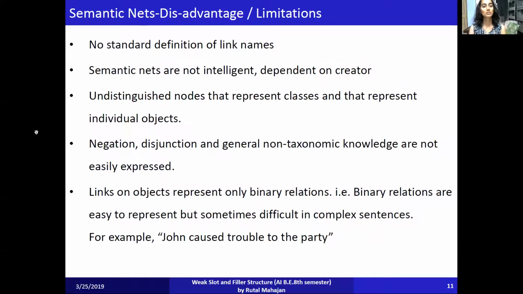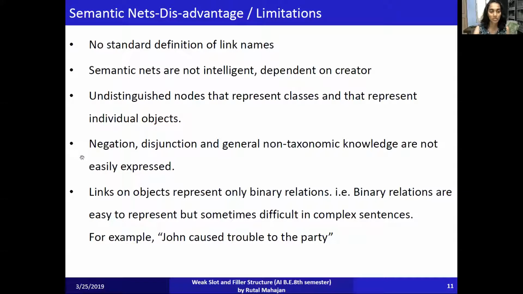But what are the disadvantages? There are certain disadvantages of semantic net. There is no standard definition of link names, meaning how I can label that particular relation. There is no particular definition; I can define it as per my own intelligence. Semantic nets are not intelligent, they are dependent on the creator. Nodes that represent classes and nodes that represent individual objects are not distinguished. Negation, disjunction, and general non-taxonomic knowledge are not easily expressed. It can express only simple binary relationships very easily.